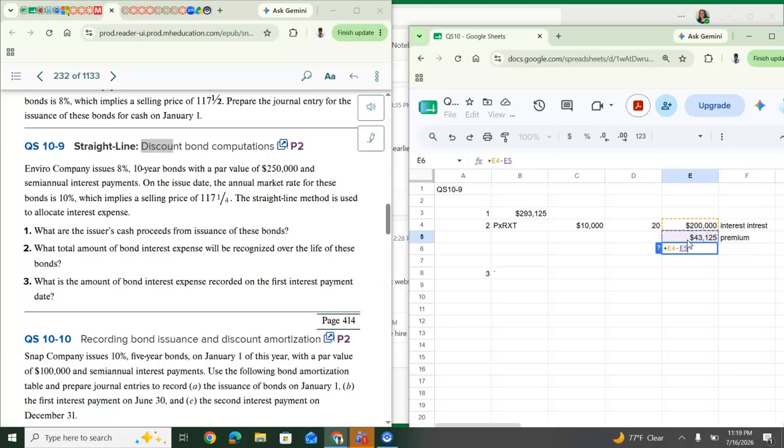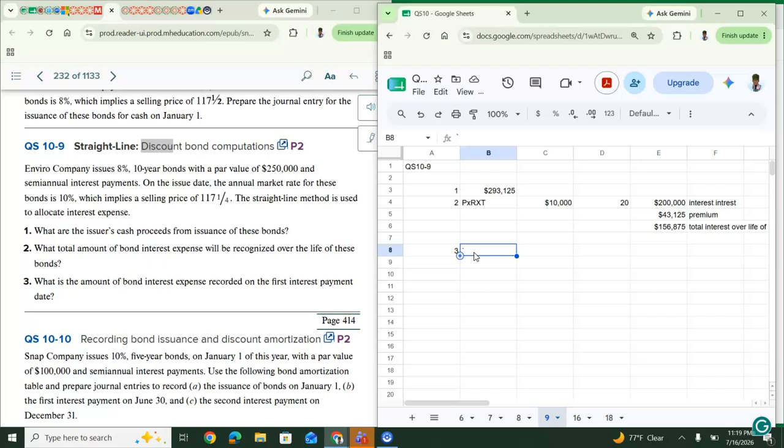and 43,125. So this would be the total amount of bond interest being recognized over the life of these bonds. And this would be total interest over life of bonds. Okay, and then question 3 says, what is the amount of bond interest expense recorded on the first interest payment?